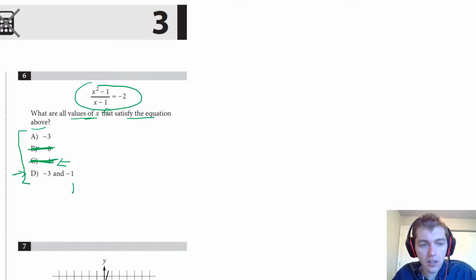Just go ahead and calculate -1 to see if it's A or D. So you plug -1 in here, that'll give you -2. Plug -1 in here, it'll give you +1. That'll give you 0.